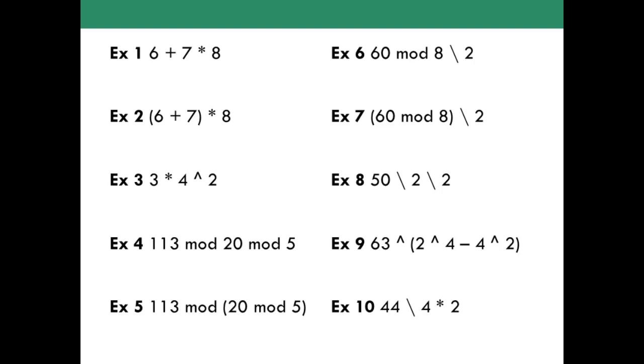Our first example, 6 plus 7 times 8. This requires you to think about conventional BEDMAS. Multiplication has a higher precedence than addition, so we multiply 7 times 8 to give us 56, plus 6 gives us 62.